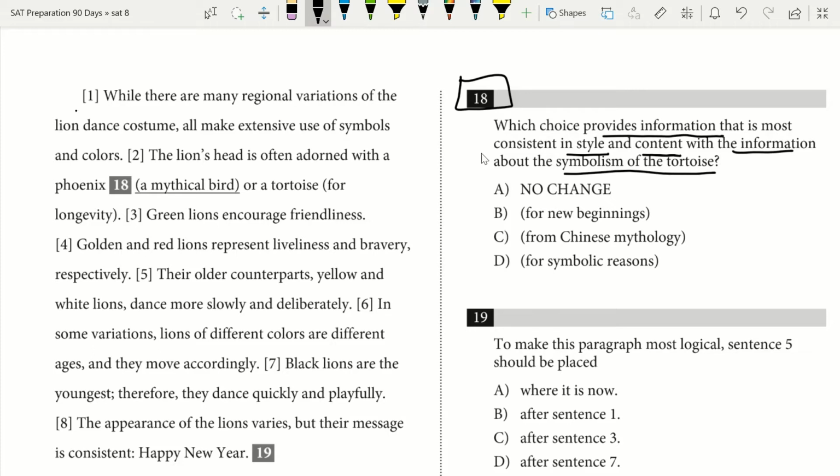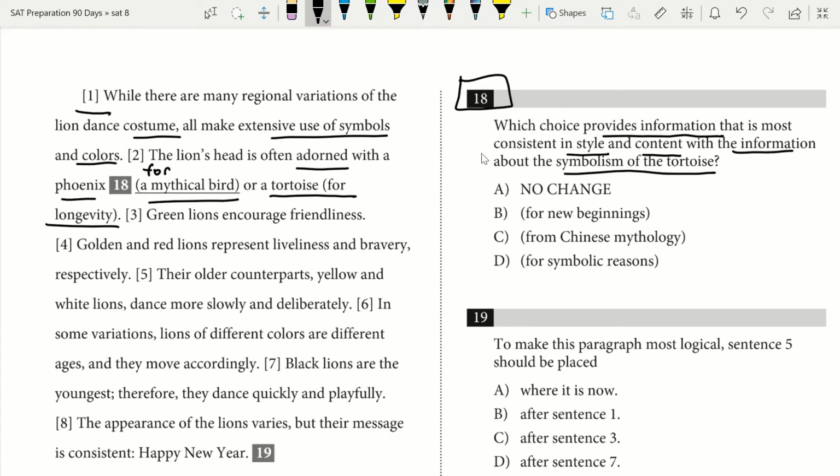So let's read through, starting at sentence 1. Well, there are many regional variations of the lion dance costume. All make extensive use of symbols and colors. The lion's head is often adorned with a phoenix, and then we have what we're going to replace right there. We don't need to read that yet. Or a tortoise for longevity. So there's our tortoise reference. Now I see in parentheses I have for longevity. Ideally I want to use parallelism and have for and then something within that parentheses.